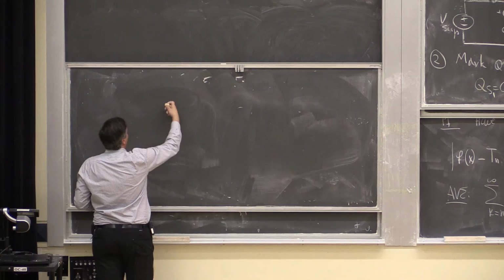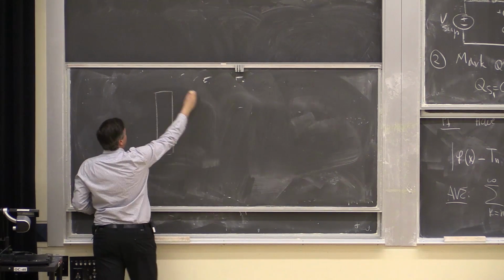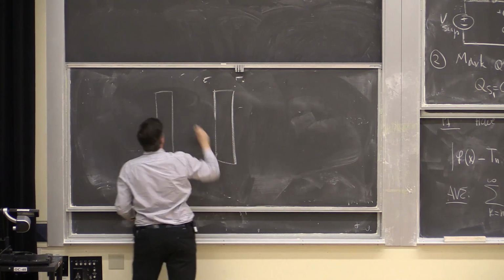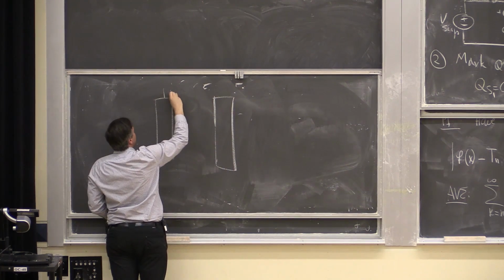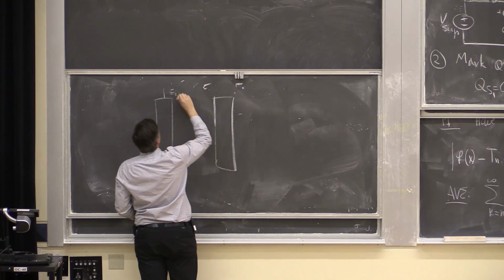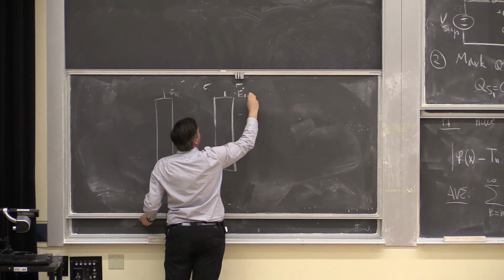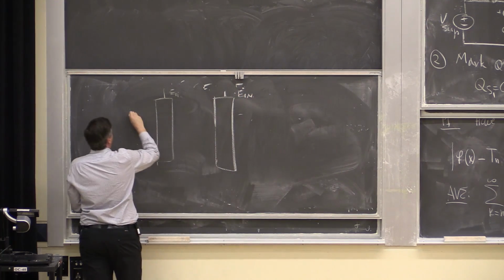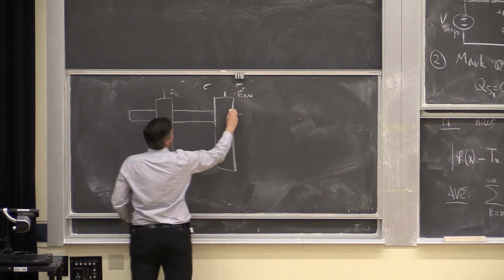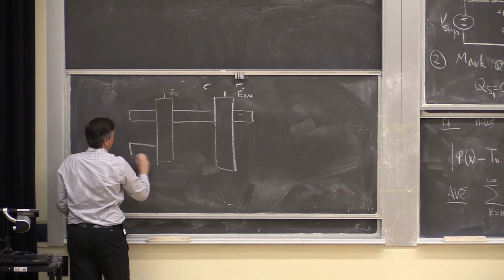Okay, so we had one stripe, and I'm just going to draw another one. I'm going to label this E11, and then label this one E1N. And there's this stripe and the last one.